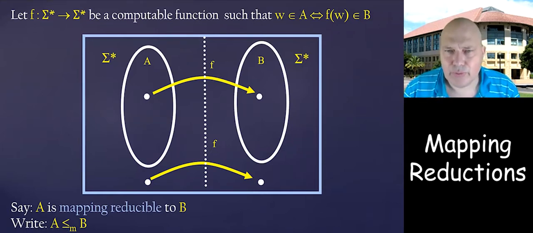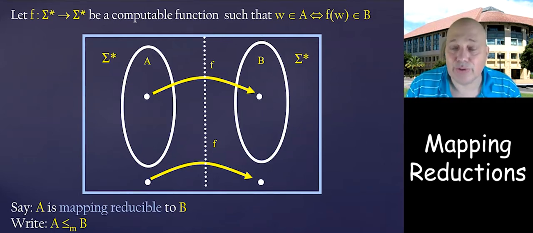I want you to remember that notation by thinking that A is somehow weaker than B. We'll see exactly why, but that's the way I remember how to write it. So if A reduces to B, it means that A is kind of weaker than B, or not stronger than B.